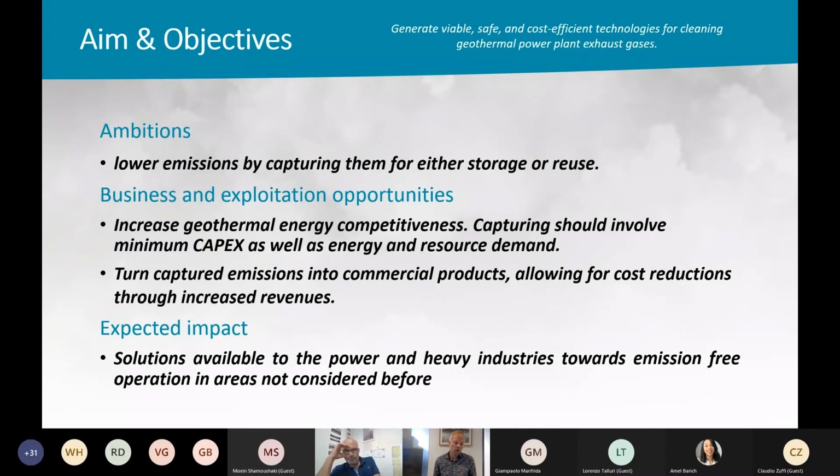We are looking into options and methods to turn the captured emissions into commercial products, in particular purifying the emissions so we can produce, for example, pure CO2. This would generate a new income stream for the geothermal industry, which is a subject that has been under study for a long time, but we are taking one step in that direction. We want to make our solutions available to both the power and the heavy industries towards lowering their emissions.